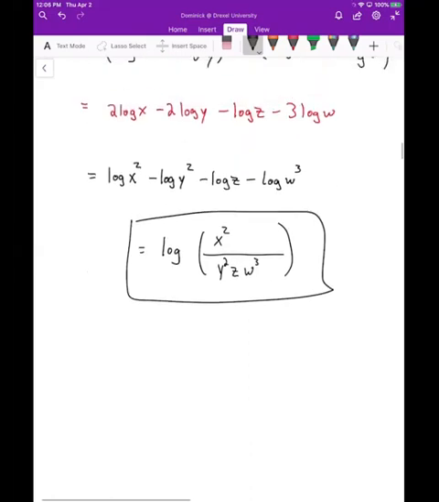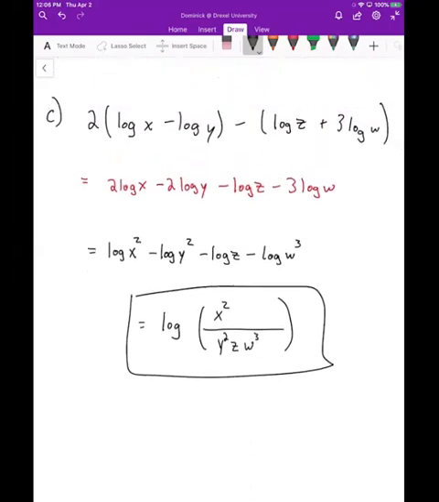All right, so that concludes this video on the product and quotient rule for logarithms. And also we talked about expanding and condensing. I hope you enjoyed, and I will see you next time.